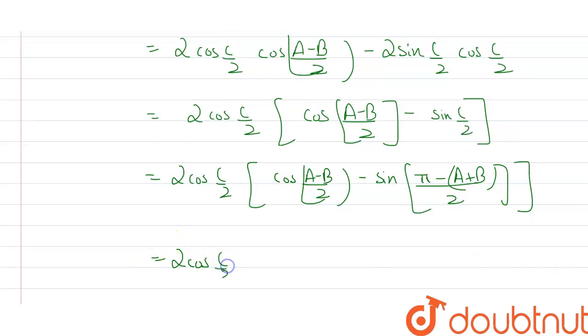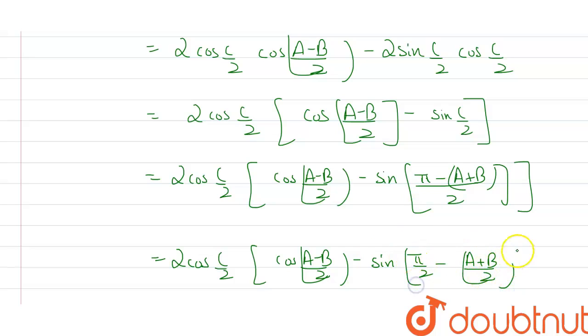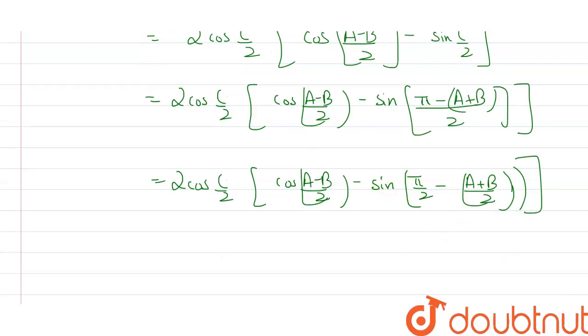So this will become 2 cos of C by 2, here I have cos of A minus B by 2, minus of sine pi by 2 minus of A plus B by 2. Right, I can write it in this format. Now what is the value of sine 90 minus theta? You know that sine 90 minus theta will become cos of theta.